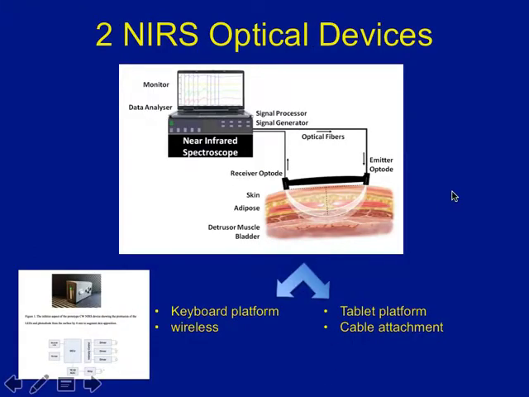So then we went on, I'm going to tell you just briefly, we tested 2 different types of devices to see how they would be accepted. So these were NIRS optical devices. The first time we tested a traditional keyboard, laptop computer, and the system was wireless to the NIRS. And then most recently, Andrew tested a different configuration using a tablet. And although it could be used wirelessly, we tested using a wire to the NIRS device.